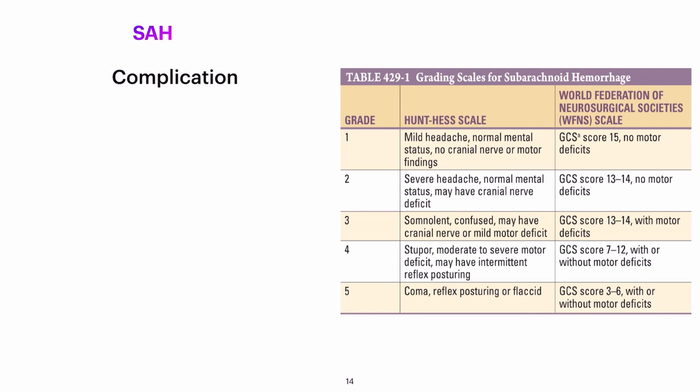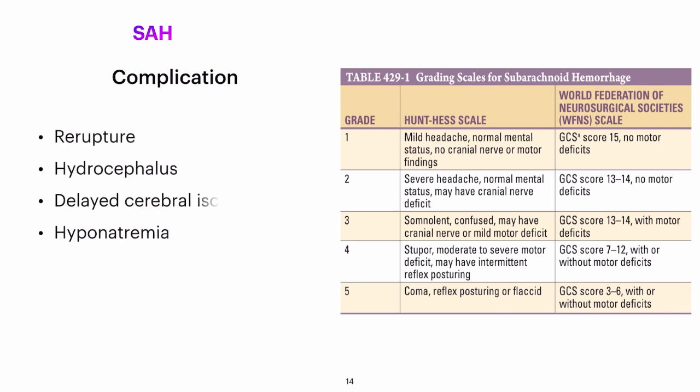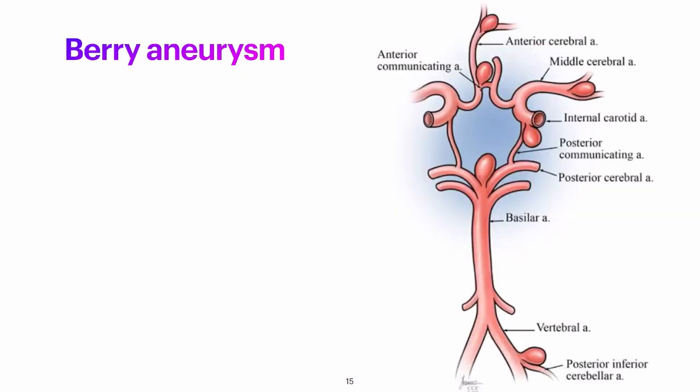Hunt and Hess scale is used for grading the subarachnoid hemorrhage. Complications are re-rupture, hydrocephalus, and delayed cerebral ischemia, for which you use nimodipine, and you have to manage the hyponatremia. You have to know about the most common site of berry aneurysm, which is the anterior cerebral artery, and the defect is in the tunica media or internal elastic lamina.